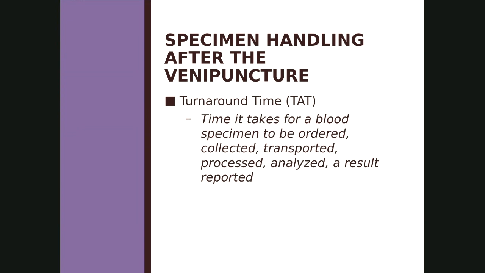Blood and other specimens must always be delivered as quickly and safely as possible without unnecessary delays, because this could impact the turnaround time. For routine labs, it generally takes about 2 to 3 days to get results, whereas for a stat specimen, we want to do the whole process of ordering, collecting, transporting, processing, analyzing, and reporting results within 1 hour.